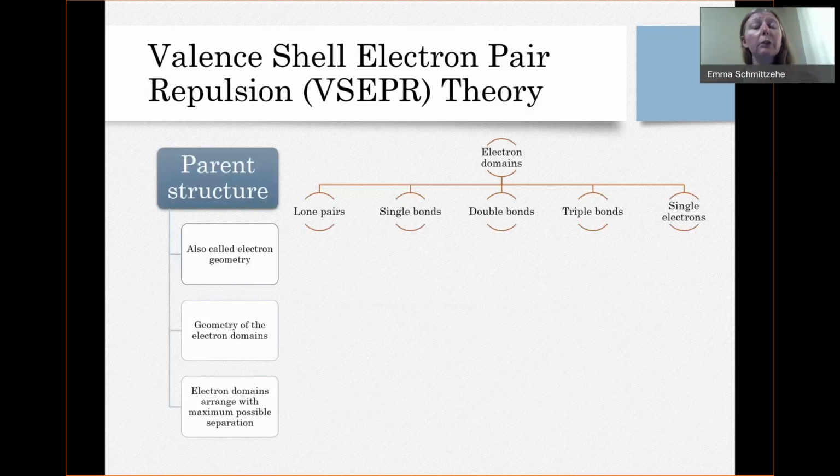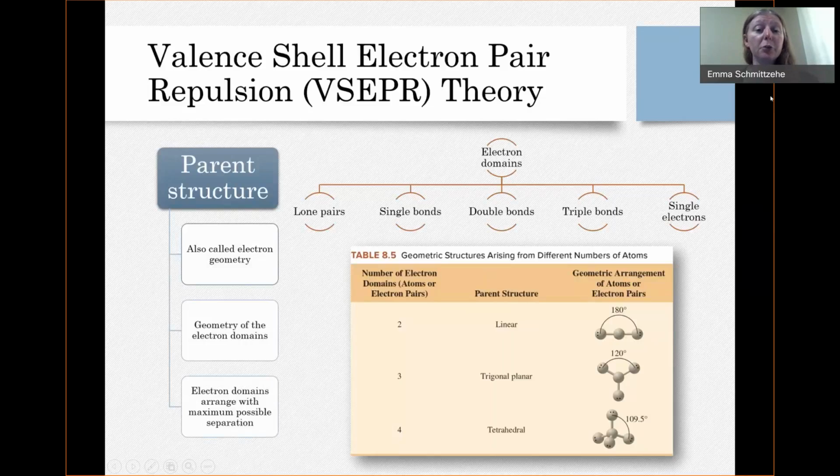Since we're going to focus on octet rule only, we only have 3 parent structures we need to worry about. There are more if you're dealing with exceptions to the octet rule, specifically expanded octets, but we're not going to look at those at all. We'll stick with just the octet rule.